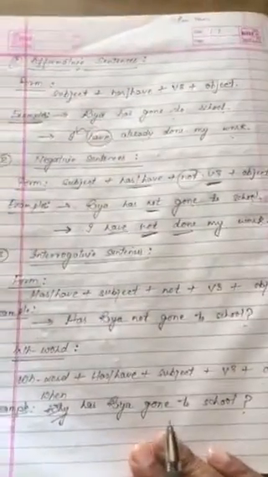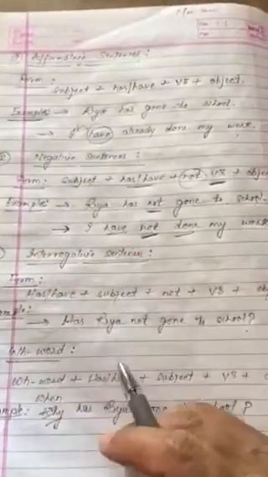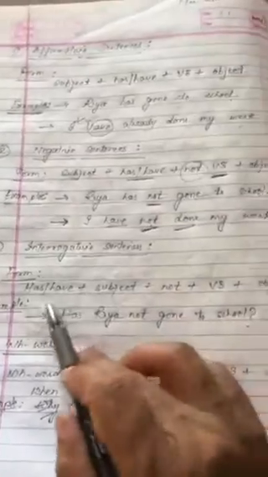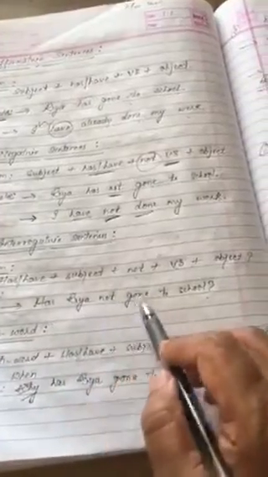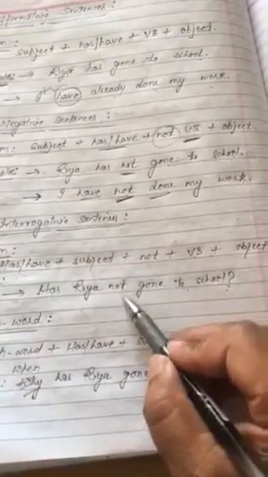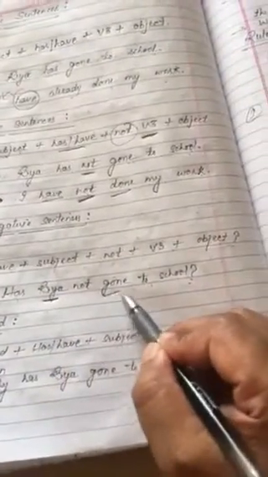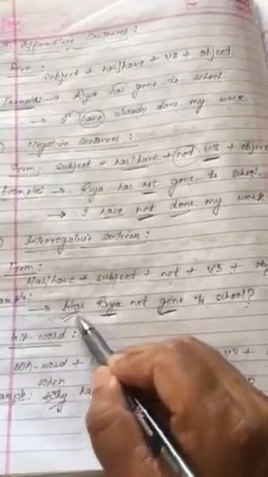Now come to the interrogative sentences. The first type, as I already explained, is the one starting with a helping verb. So the formation is has or have plus subject plus not plus V3 plus object. Example: Has Ria not gone to school? If we want to add not, then not will remain between the subject and the main verb, and the helping verb comes at the start.